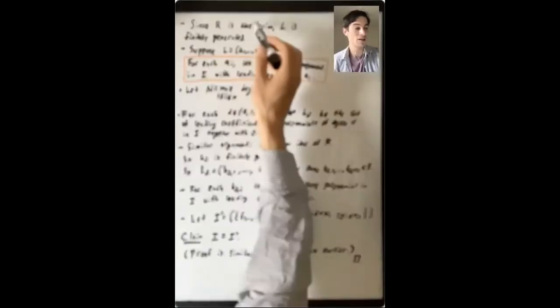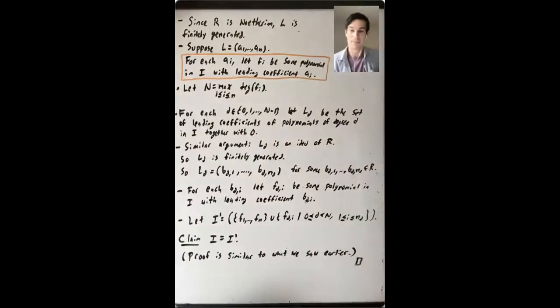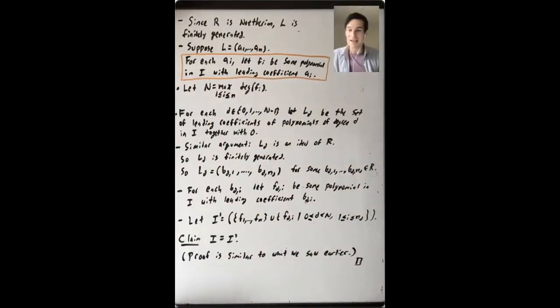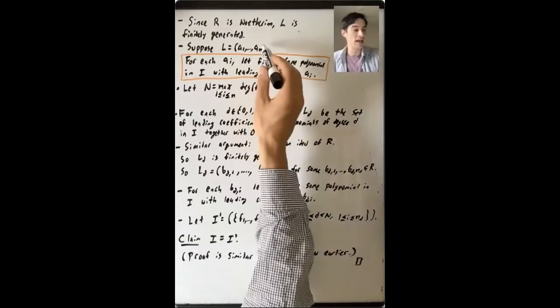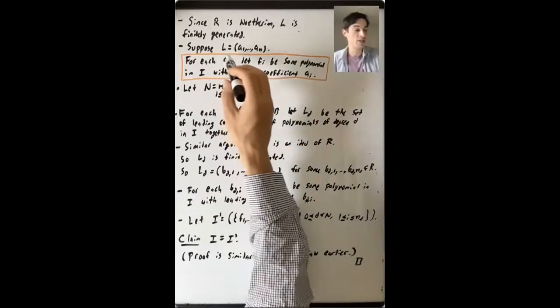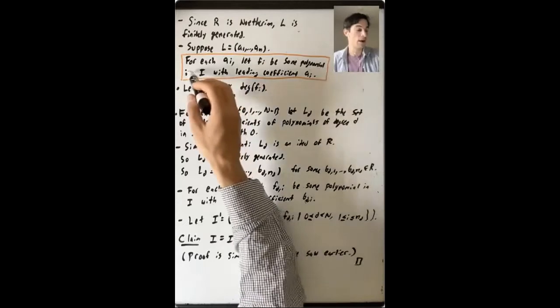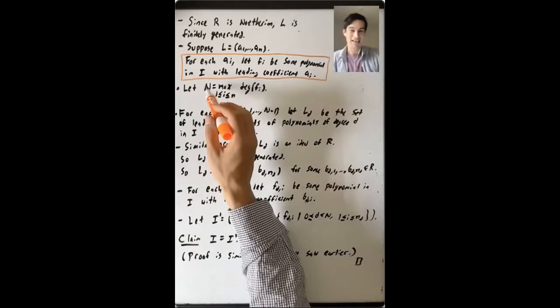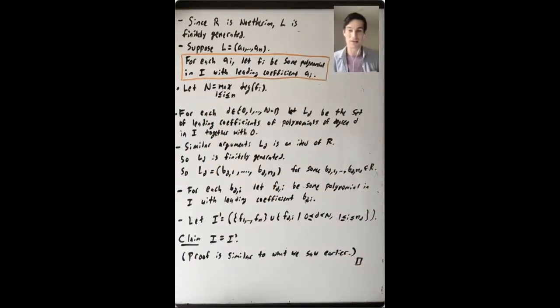And now, since R is Noetherian, L is finitely generated. So let's write down some finite generating set. L is the ideal generated by A1 up through An. And the idea is for each one of these Ai's, let's choose some polynomial in I with leading coefficient Ai. So for each Ai, let Fi be some polynomial in I with leading coefficient Ai. Each one of those polynomials has a degree, f1 up through fn, and let's take capital N to be the maximum of those degrees.